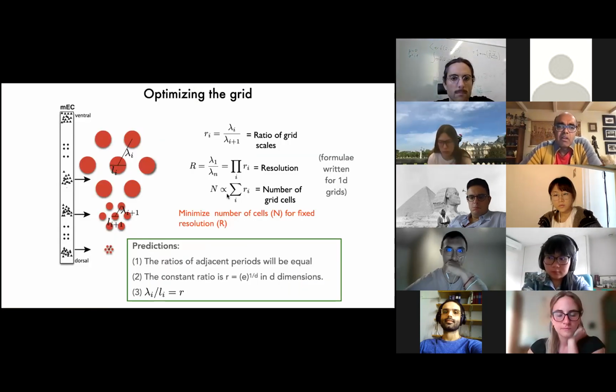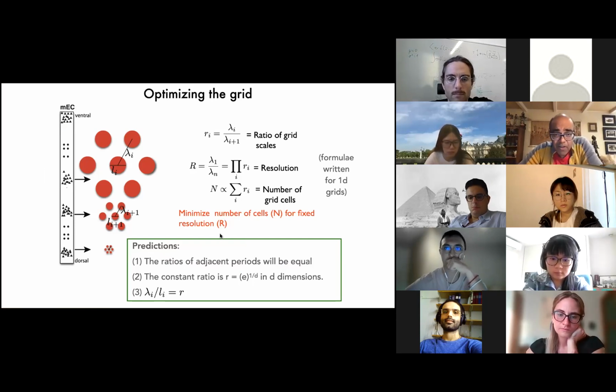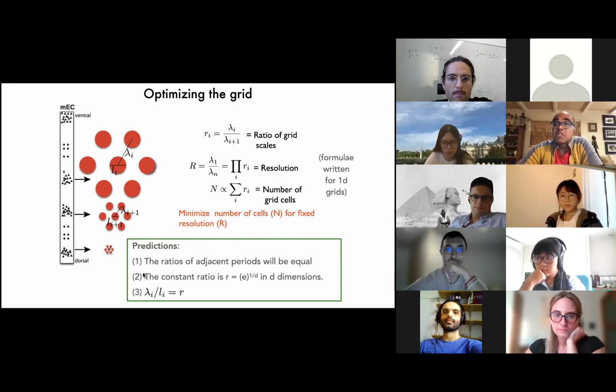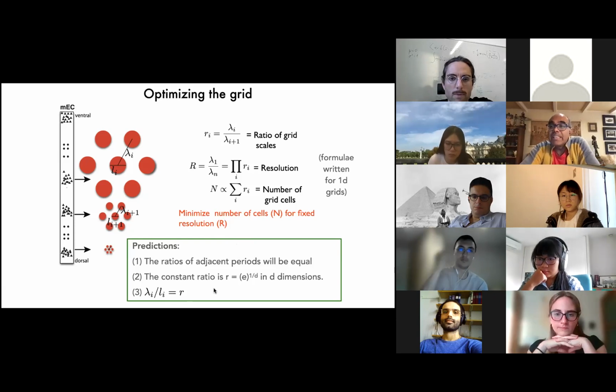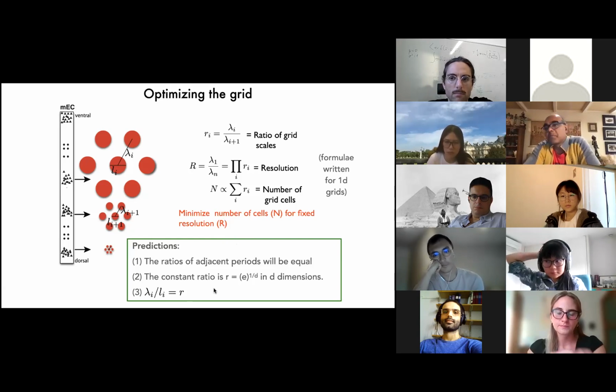What's going on? So you can solve this problem. It's easy to solve. And you'll find that it makes a bunch of predictions. The first prediction is that all the Ri are equal. So in other words, like a base n number system, you'll find that the ratios of adjacent periods must be equal for every scale. The second prediction is that this constant ratio should be the dth root of e. So in 2 dimensions, which is for animal navigation, this is the square root of e, right? Where e is Euler's constant.